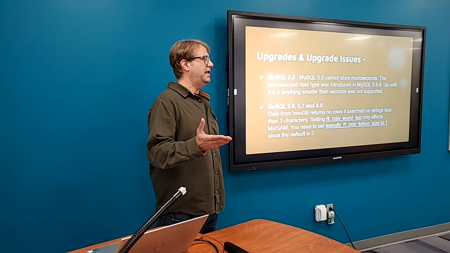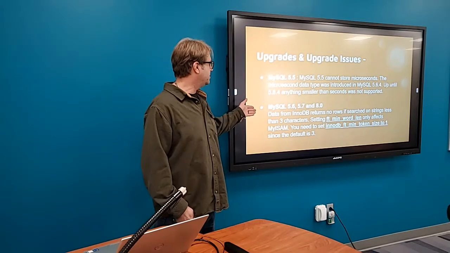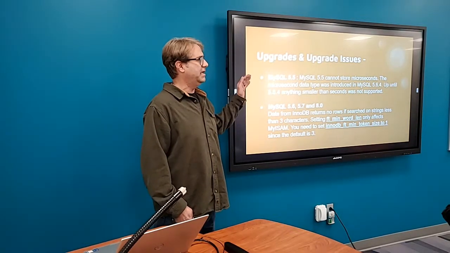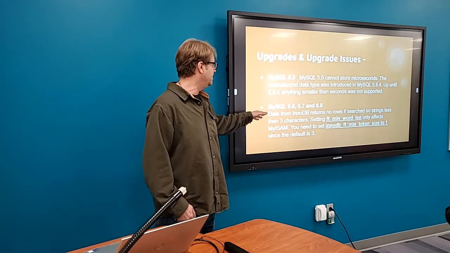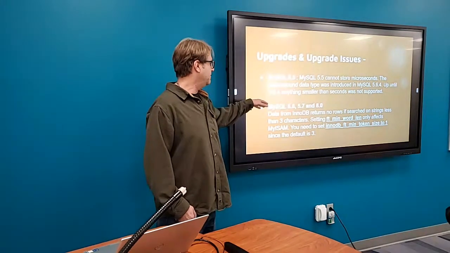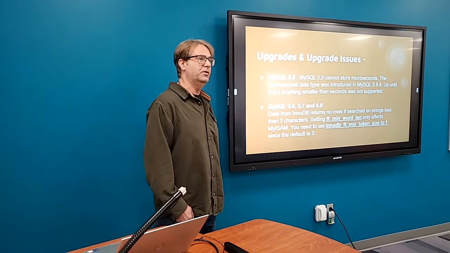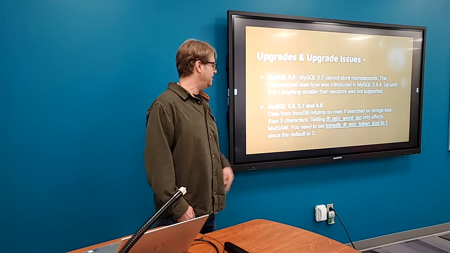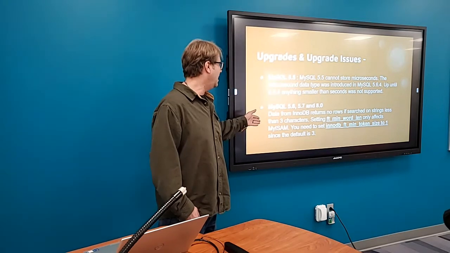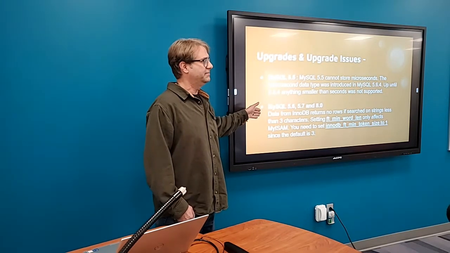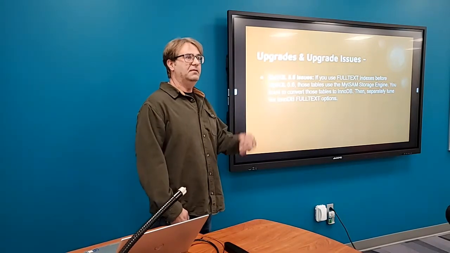But now for 5.6, 5.7, and 8.0, if you actually try to return rows with the InnoDB, which changed from 5.5 to 5.6, they used to have another database engine, but as of 5.6, everything goes to InnoDB. But if you do not actually set the default value of it to 1, if you have 3 or less characters, it doesn't return anything when you do a query. And this is where it explains that.